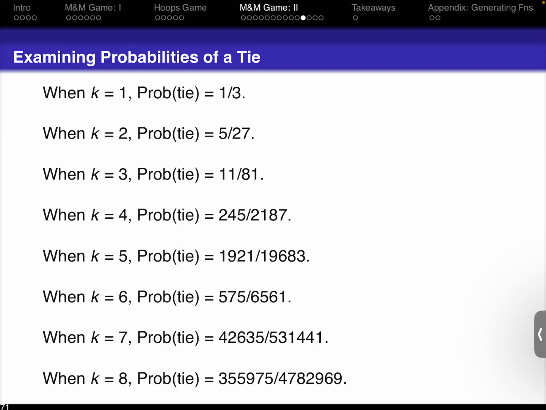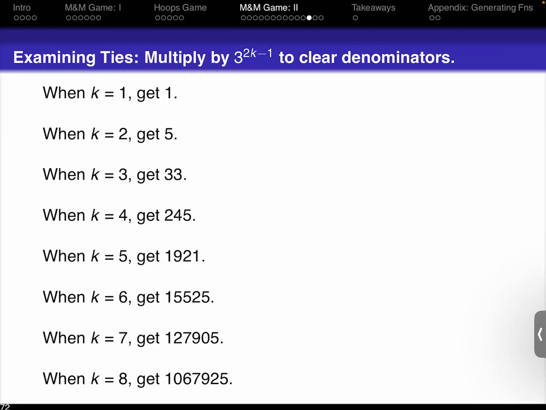And so divine inspiration told me, multiply by 3 to the 2k minus 1 on the denominators. And we now get 1, 5, 33, 245, 19, 21, 15, 5, 2, 5, and so on. Okay, that looks like a really good intuition. Does anybody recognize these numbers? Does anybody know the 4 letters you should utter now?